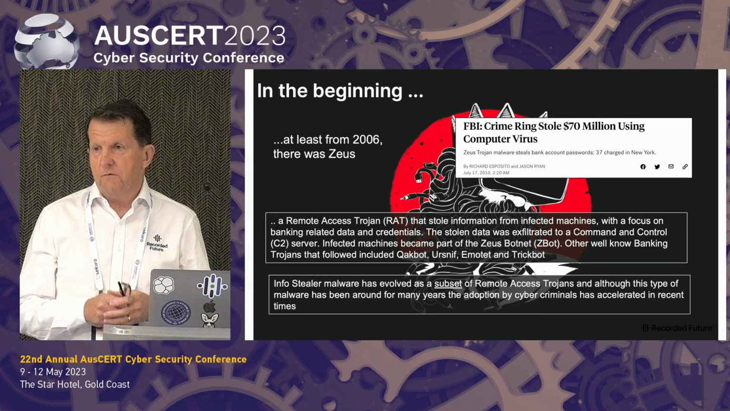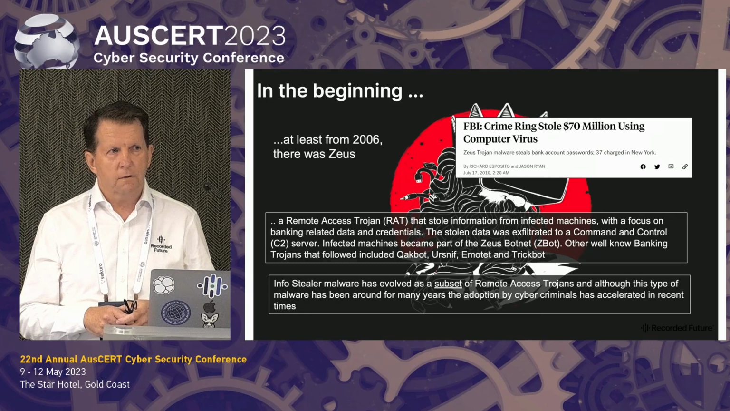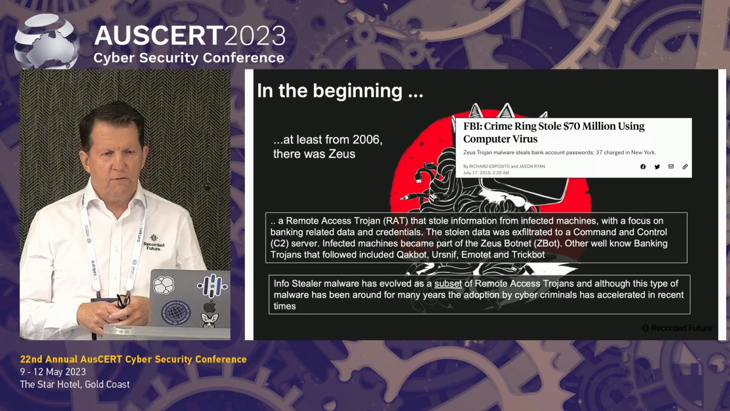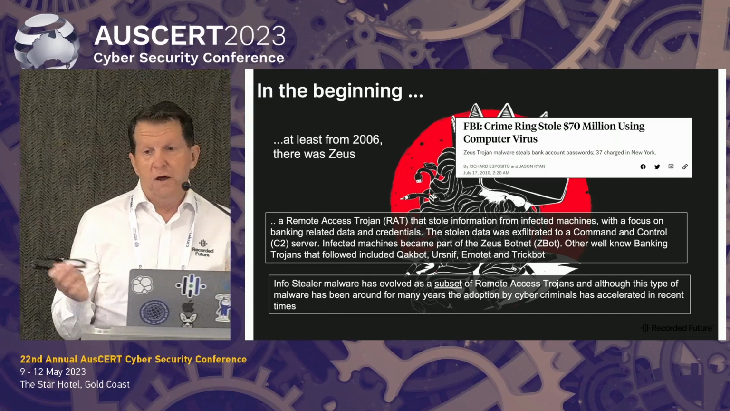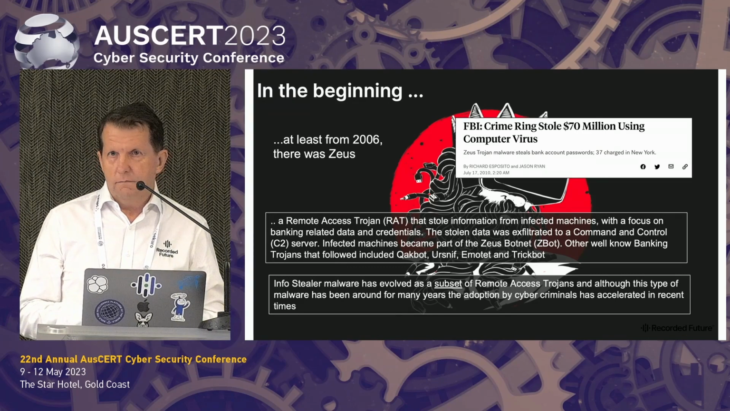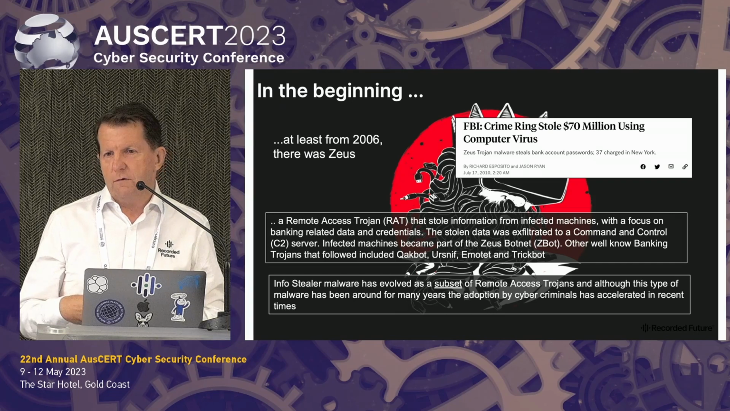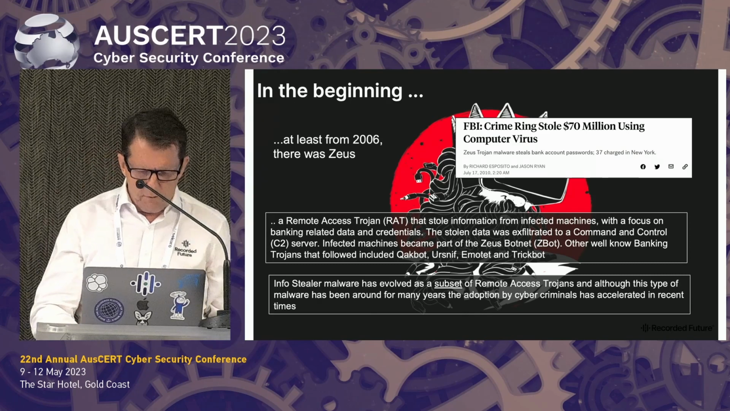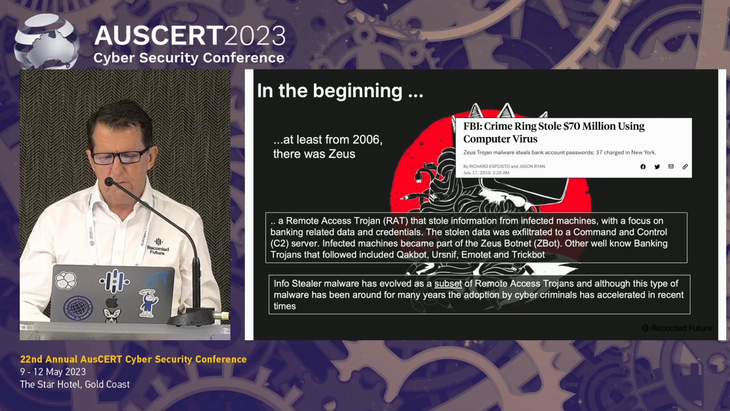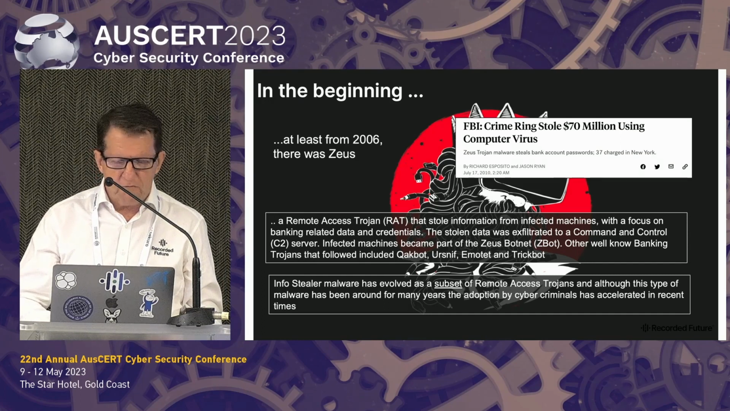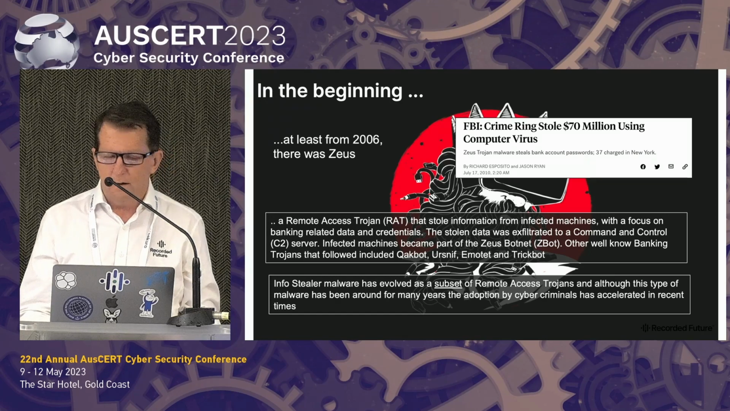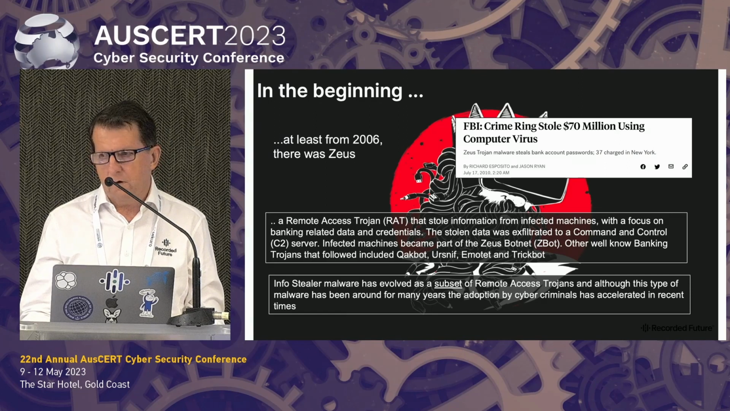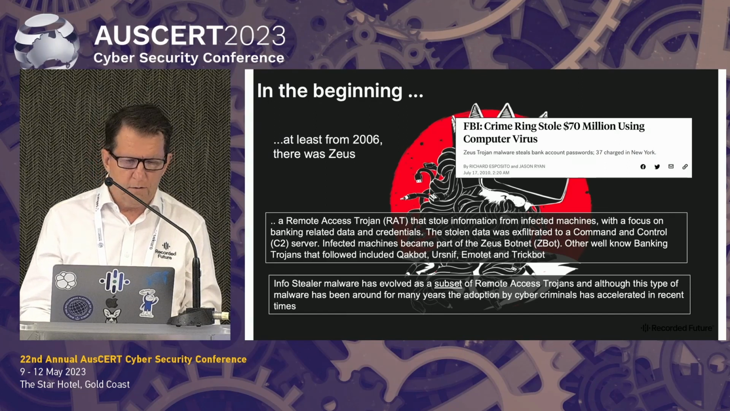You're all probably familiar with Zeus. It was one of the early banking Trojans, and it itself was an information stealer. It was the first iteration, I guess, of Stealer malware, and the Info Stealer malware was a later iteration of that. Of course, Zeus had high notoriety. It was infecting people's machines and phones and stealing banking logins primarily.